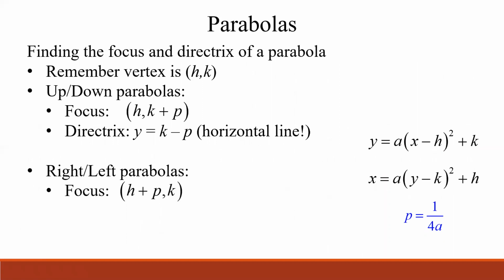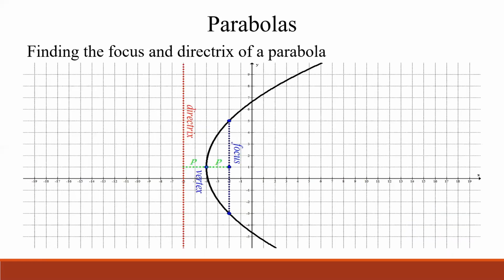Okay? How about for right-left parabolas? Well, it works the exact same way, but this time the focus is going to be to the right or left of the vertex. So again, we're going to take that p-value and always add it to the x value of the vertex. And then for the directrix, we're going to subtract it from the x value of the vertex. Now remember, the directrix in this case is a vertical line, right? So now my picture is going to look like this. So this is for a right-hand parabola, so again, p would be positive. So I'm going to add the p, subtract the p, and you go from there, okay?